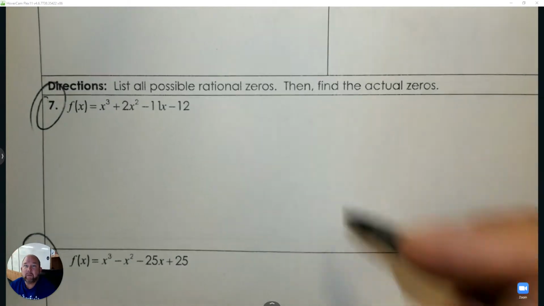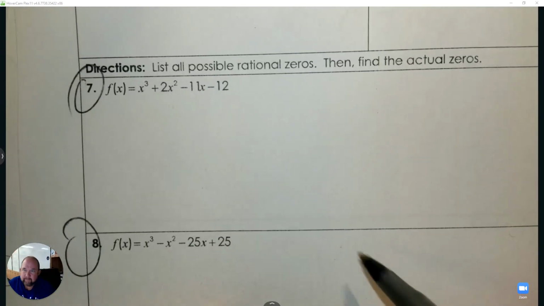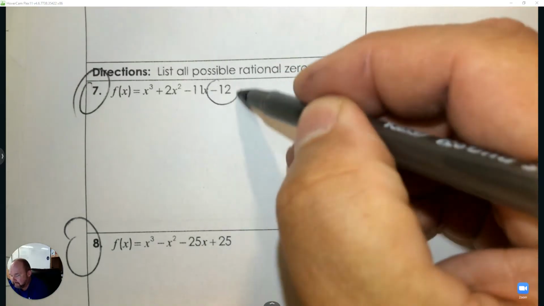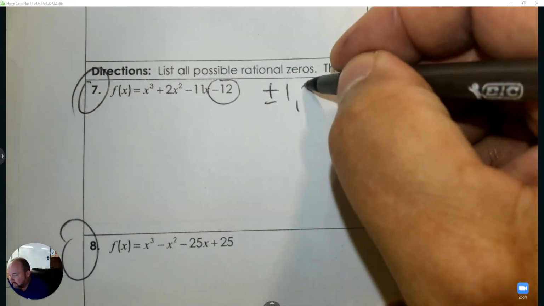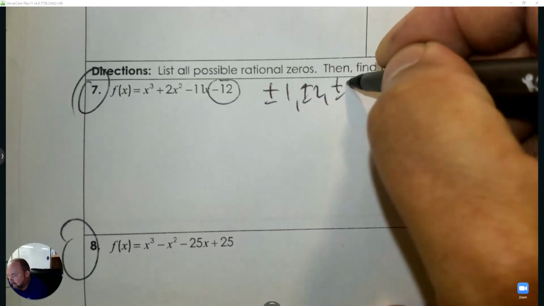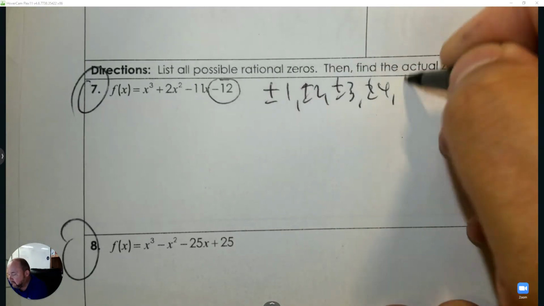All right, let's do our homework together. Number 7. We need to create a list on that last number. So all the numbers that go into 12. So that's 1 and 2. That's 3 and 4. That's 6 and 12.